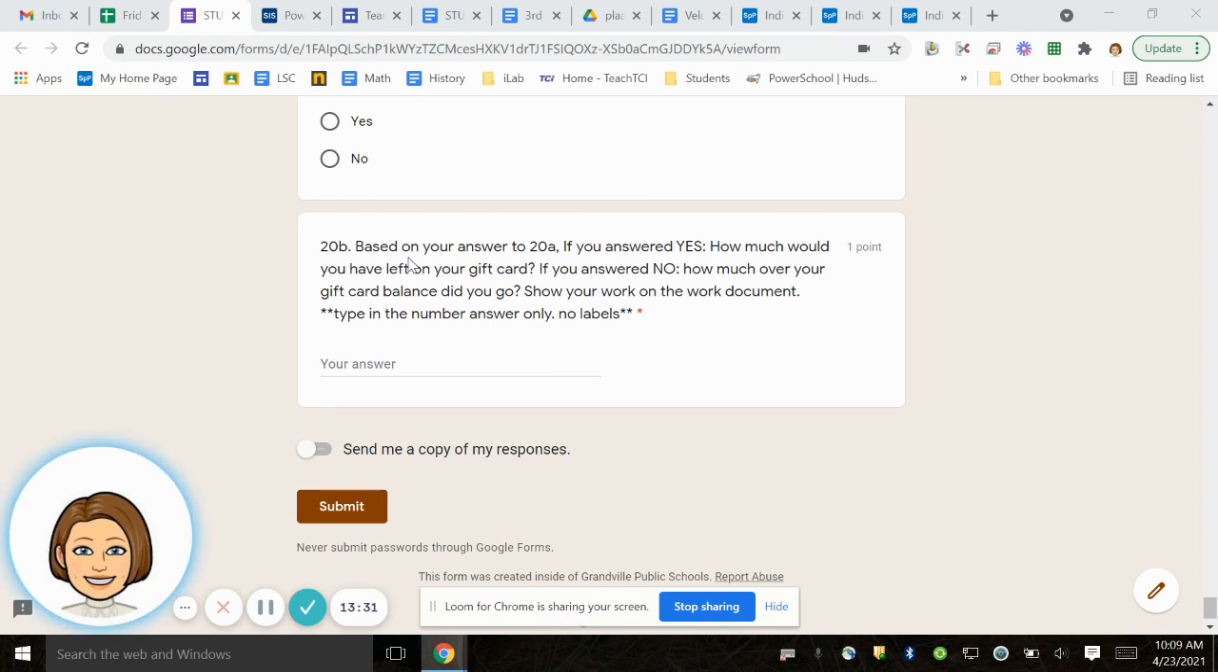Based on your answer to 20A, if you answered yes, that you have enough money, how much would you have left on your gift card? If you answered no, how much over your gift card balance did you go? Show your work on the work document. Again, type in the number only, no labels. You don't need to have dollar signs or anything, just a number.